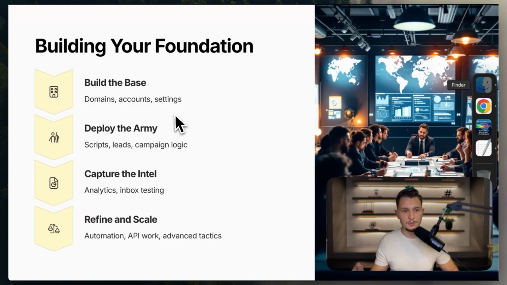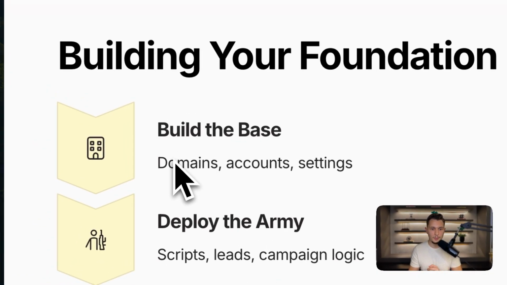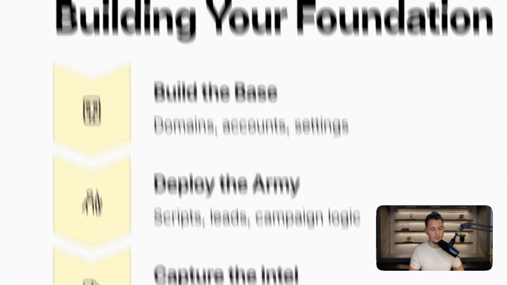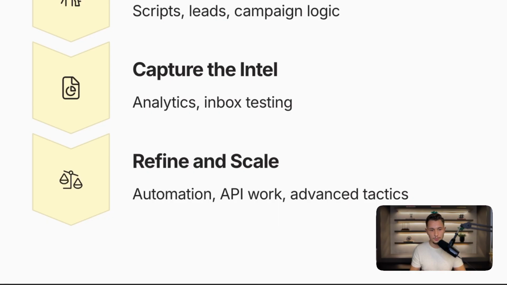So to start off, let's build the foundation. Let's understand what we're going to cover in this video. First, we're going to talk about how do we build the base, being the domains, the accounts, and the settings for those accounts. Then, how do we deploy our army? And that is going to be the scripts, leads, and the overall campaign logic. From there, we're going to capture the intel and understand how we use analytics and inbox placement tests to maintain our system. And of course, we're going to refine and scale from there. We're going to understand what's working, and we're going to scale it through automation, API work, and very advanced tactics. Now, let's start with building the base.